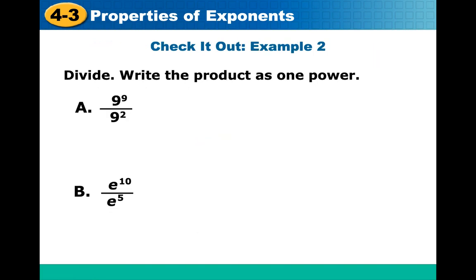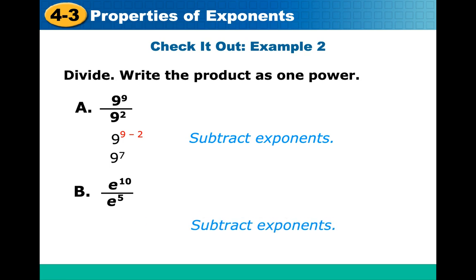Okay, here's a couple more. Go ahead and solve this. All right, subtract again. 9 minus 2 would give you 9 to the 7th power. e to the 10th over e to the 5th, subtract the exponents, would give you e to the 5th power.